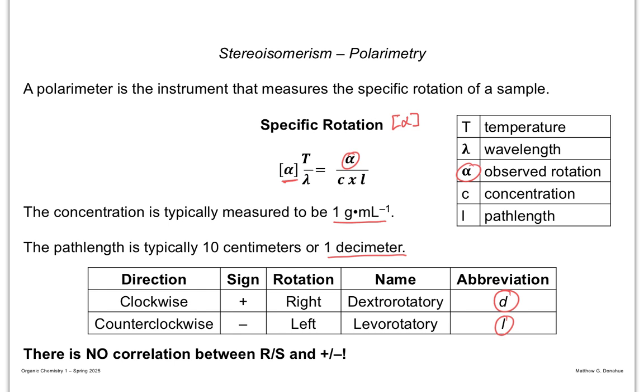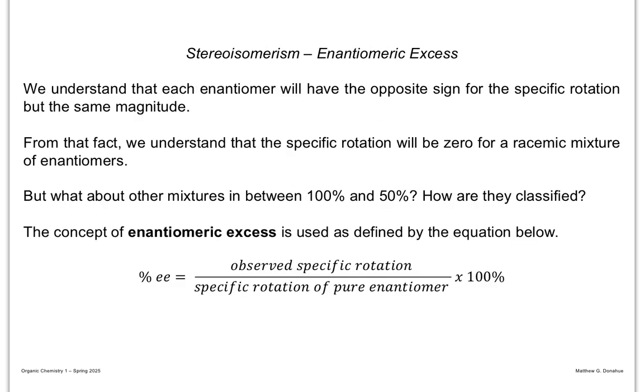And I can't stress this enough that there's no correlation between R and S and plus or minus. So for R and S, you look at the molecule, then you're assigning it, and then the plus and the minus you're measuring. So let me just draw a little schematic.